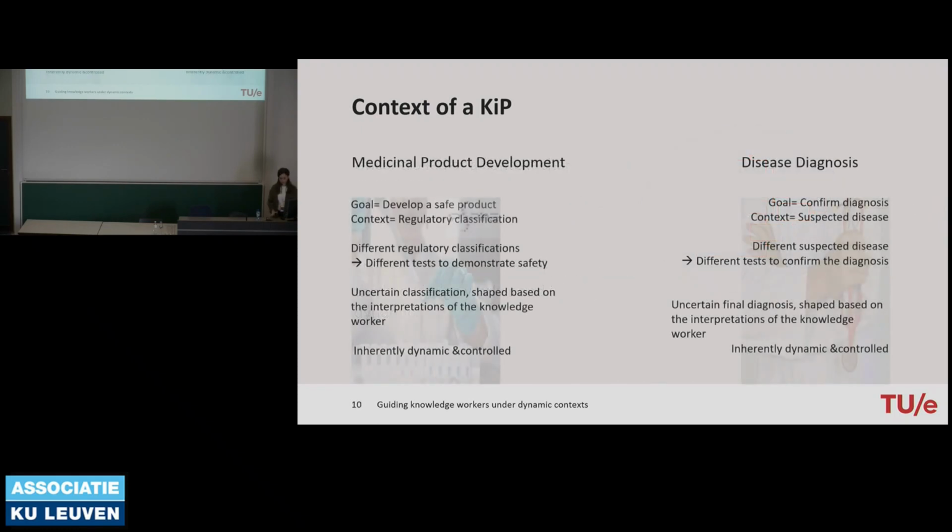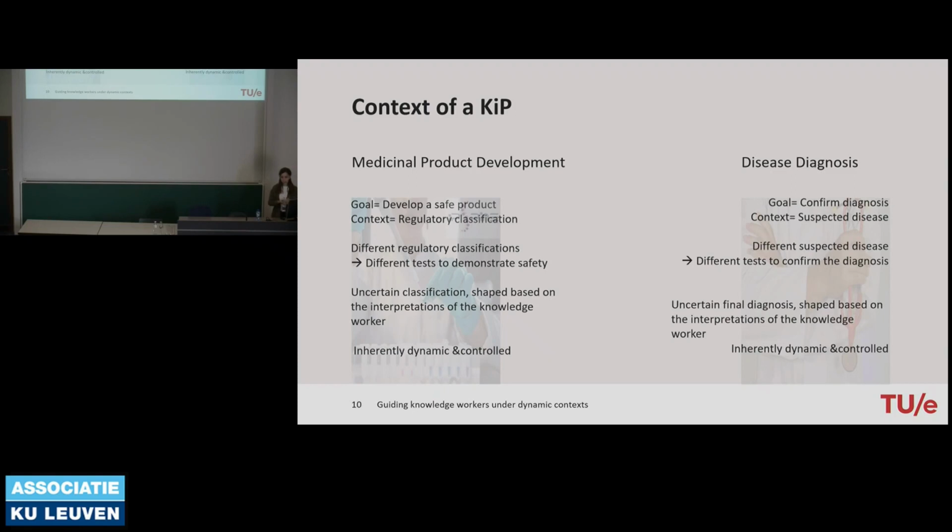What do we mean? Using the same examples, I will try to explain it a little bit more. In the medicinal product development case, we said that the goal is to develop a safe product, and there the context is defined by the regulatory classification of the product, because different regulatory classifications have different regulatory requirements, and each of these regulations requires different experiments, different tests throughout the product development to demonstrate safety. So it has an effect on how you do the product development process.